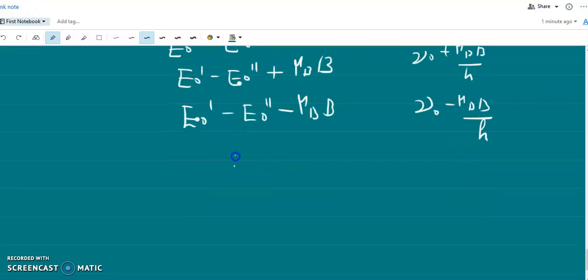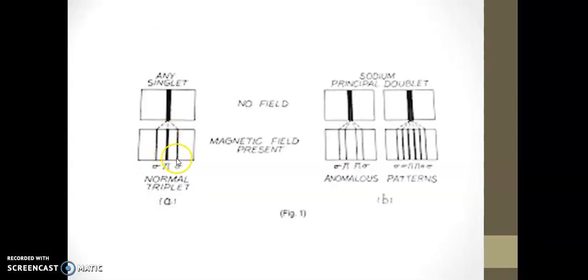So here delta ml equal to 0 gives the pi component, which is polarized parallel to the field, and delta ml equal to plus or minus 1 gives the sigma components, which are polarized perpendicular to the field. അപ്പോൾ അതിൻ്റെ ഇൻറ്റൻസിറ്റിയും നമുക്ക് പറയാൻ പറ്റും, രണ്ട് സിഗ്മ കമ്പോണൻസിൻ്റെ ഇൻറ്റൻസിറ്റിയുടെ സം ആയിരിക്കും പൈ കമ്പോണൻറ്റിൻ്റെ. അപ്പോൾ സെൻട്രൽ ലൈനിനായിരിക്കും മാക്സിമം ഇൻറ്റൻസിറ്റി. So the intensity of the pi line is double that of the sigma lines.